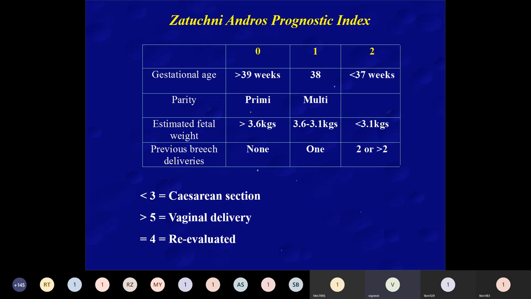The more favorable will be a gestational age of more than 38 weeks, multiparous women, and fetal size less than 3.1 kg. And being a multipara with previous breech deliveries, the score is better. If the score is less than 3, then it's better to go for cesarean section. If the score is more than 5, you can give a trial of vaginal delivery. If the score is in between, like 4, equivocal, then you have to reevaluate the patient.